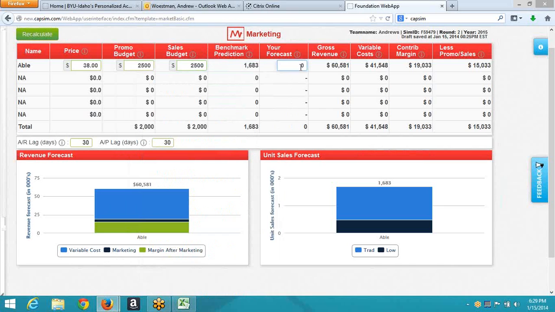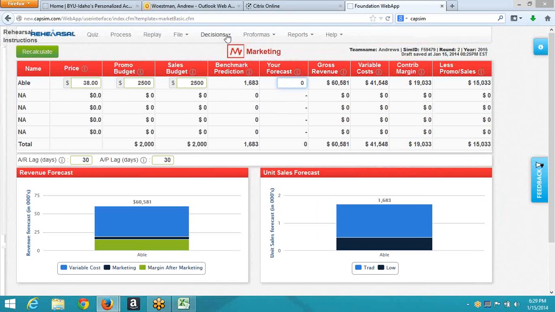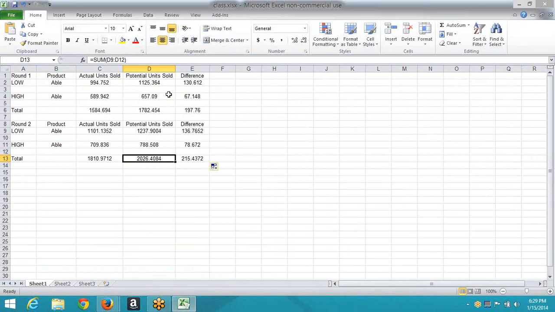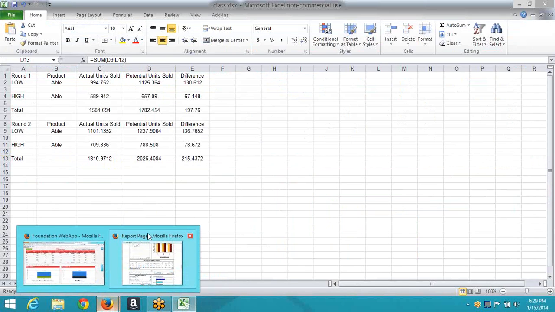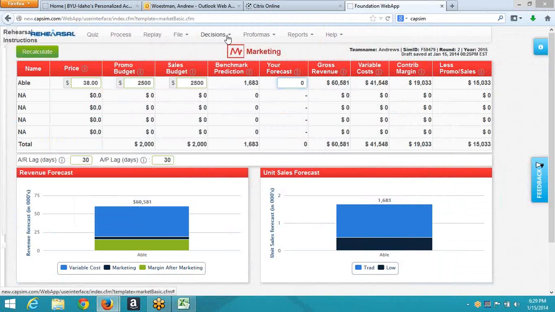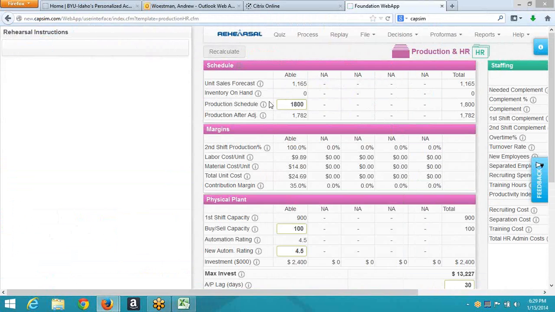And then I'm going to look at my forecast. The benchmark prediction is something that a computer will tell you what they think you can sell. It is not very helpful, and I would never go by what the benchmark prediction is. Instead, you're going to forecast by looking at what you did on your Excel sheet and by how much you actually decided to produce. So your production is 1,800.